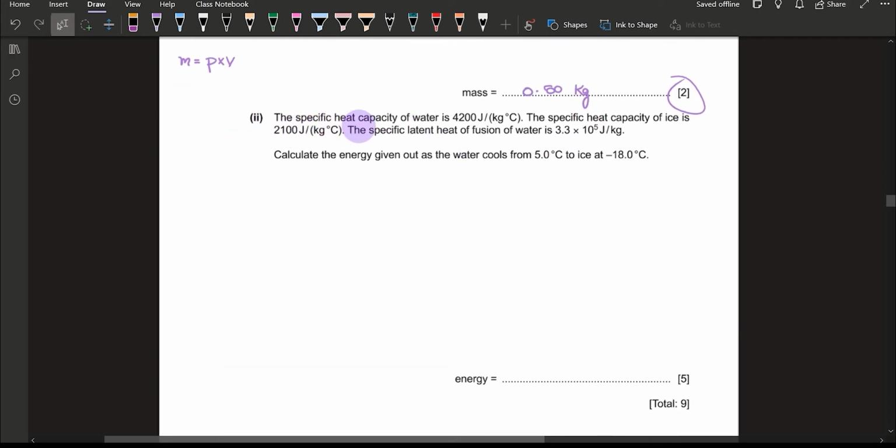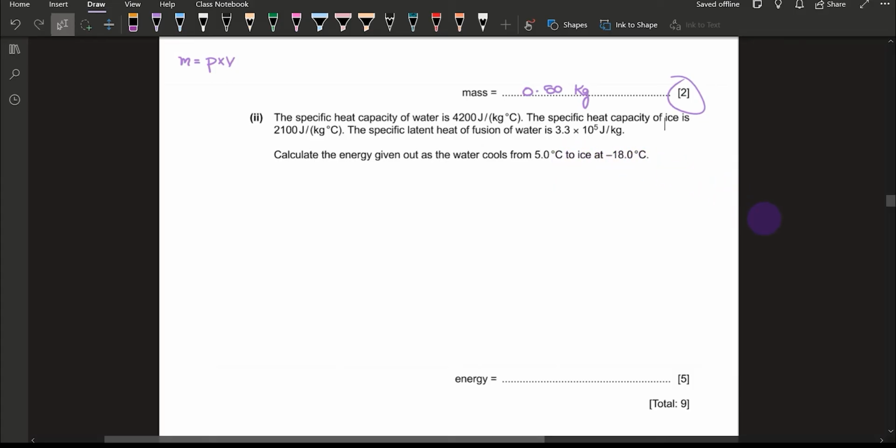Part 2 says the specific heat capacity of water is this, the specific heat capacity of ice is this, the specific latent heat of fusion of water is this. Calculate the energy given out as the water cools from 5 degrees Celsius to ice at minus 18 degrees Celsius.